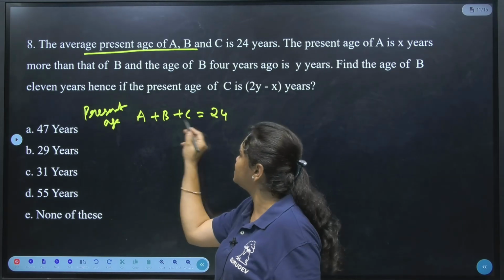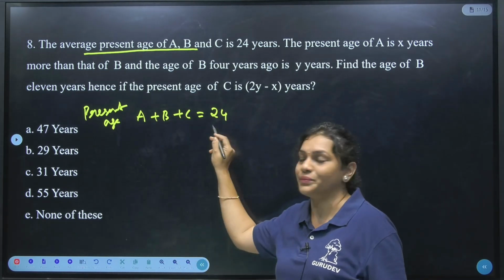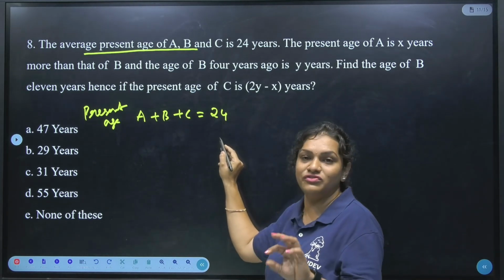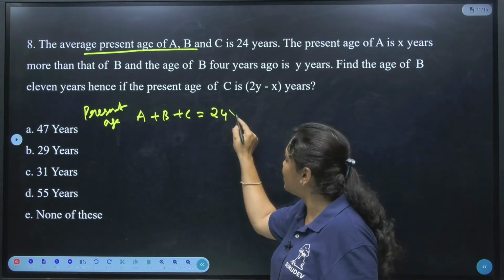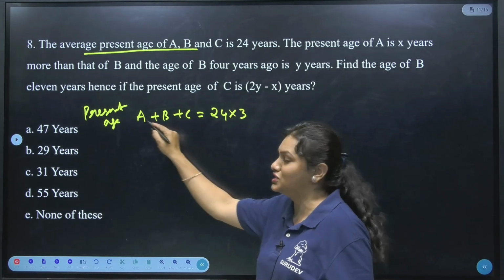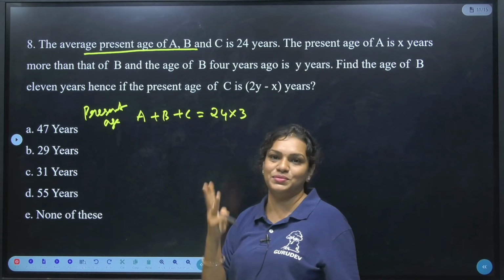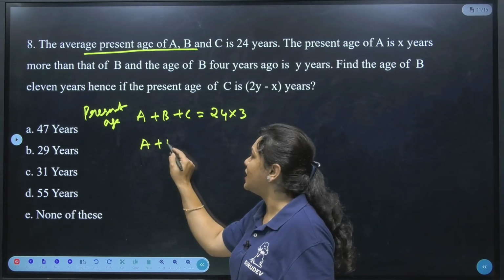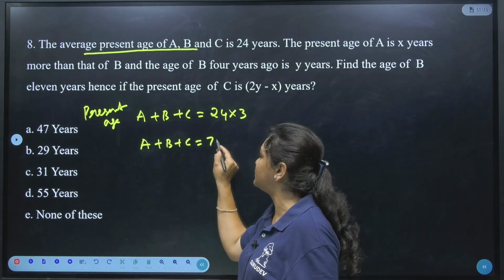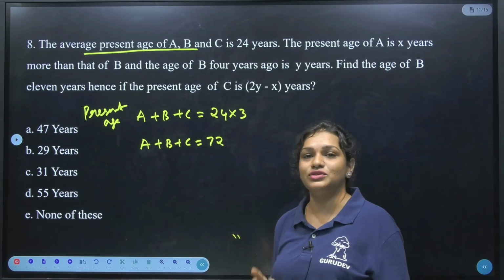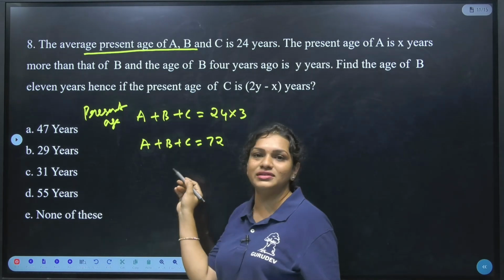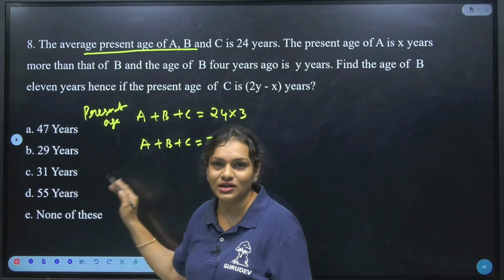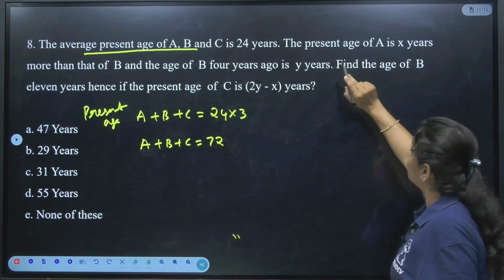If 24 is the average, then to get the sum I multiply with the number of persons. How many persons are there? 3 persons. If I multiply, I will get A plus B plus C is equal to 24 times 3, which is 72. Try to understand, the 72 years we are getting is the sum of all these 3 persons at present. Clear?